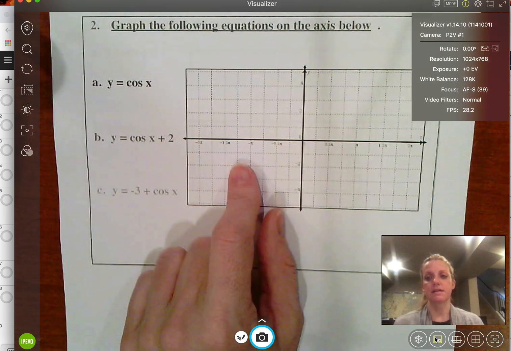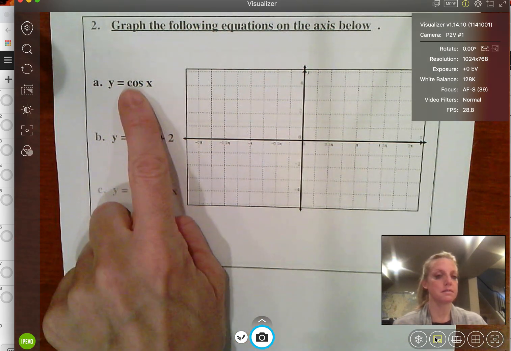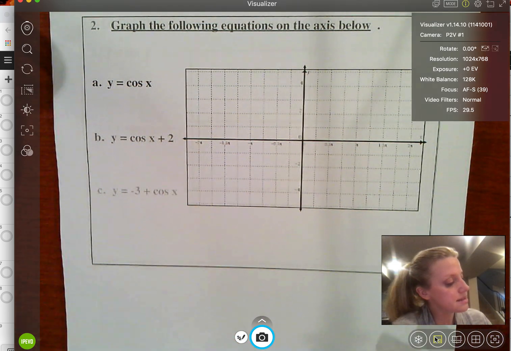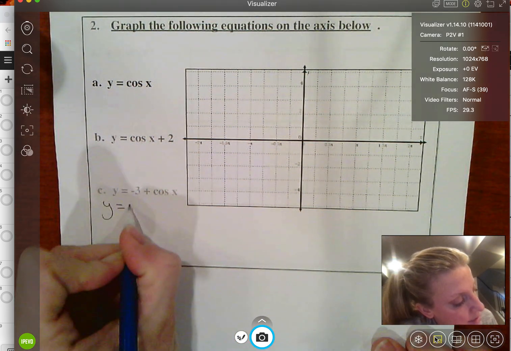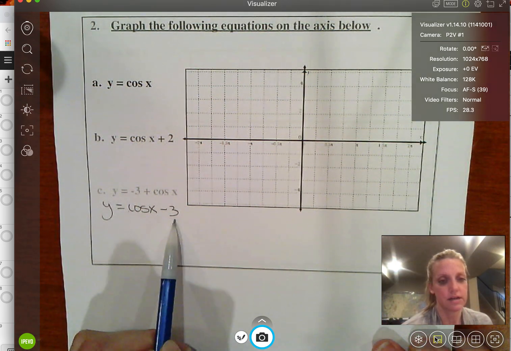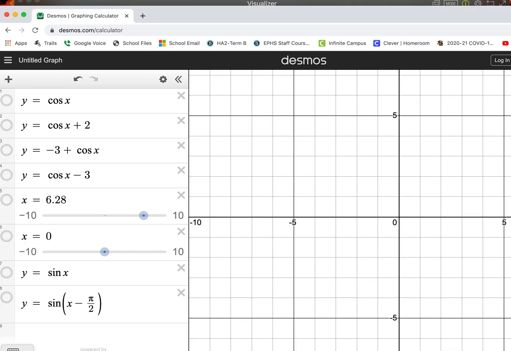This one, I think I'm going to actually go to decimal. So we're just going to compare y equals cosine of x plus 2. And then this one, I would personally rewrite as cosine of x minus 3. Amplitude of 1, shift down of 3. So let's see what happens here.